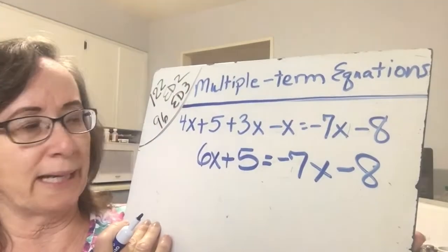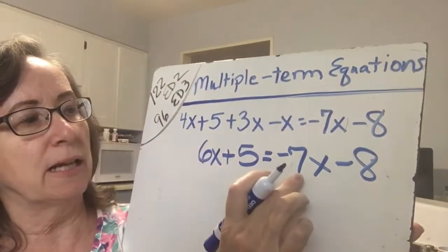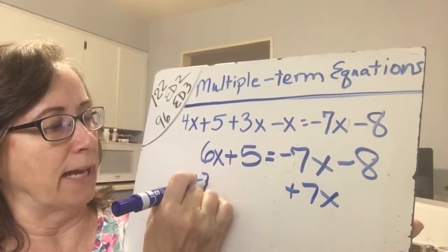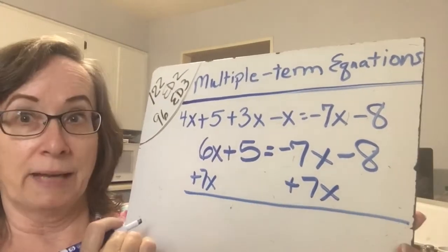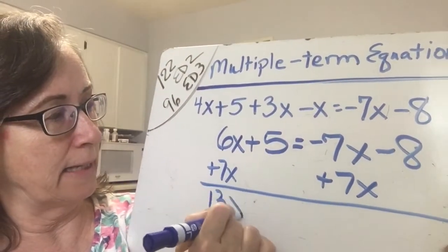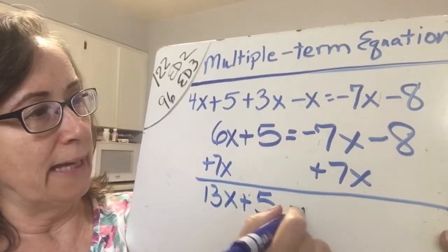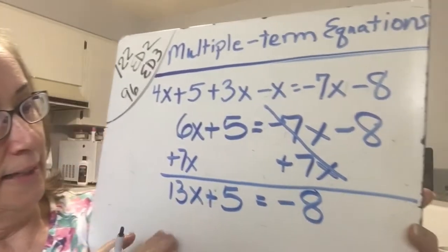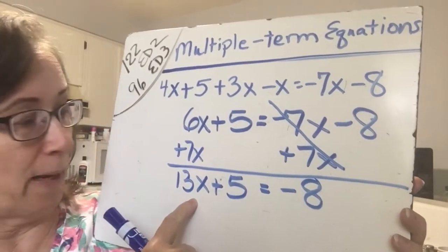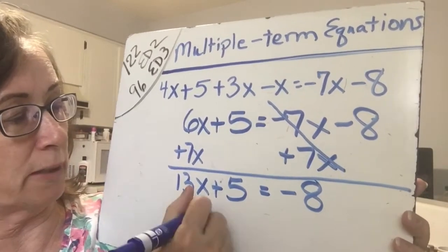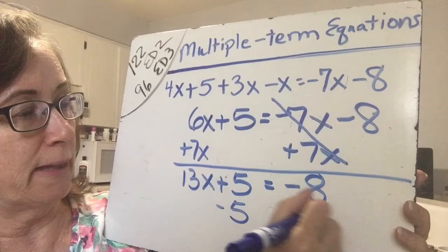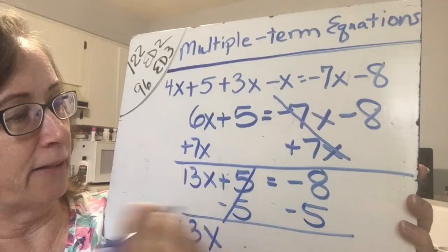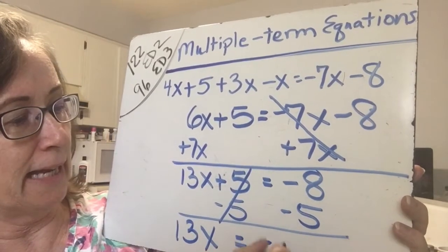So now we want to get all of our x's on one side first. So I'm going to go ahead and add a 7x and add a 7x to both sides. So now I have a 13x plus a 5 equals, we can cancel this one out, a minus 8. And now we're trying to get the x term by itself first. So we're going to subtract the 5 that is over there with it. And then we're going to get 13x, cancel out the 5 and the negative 5, equals negative 13.